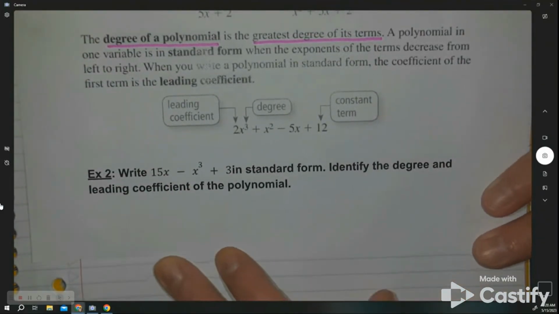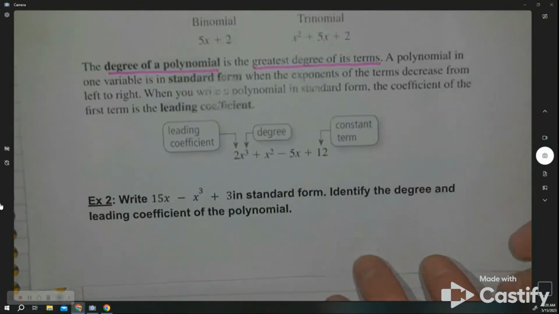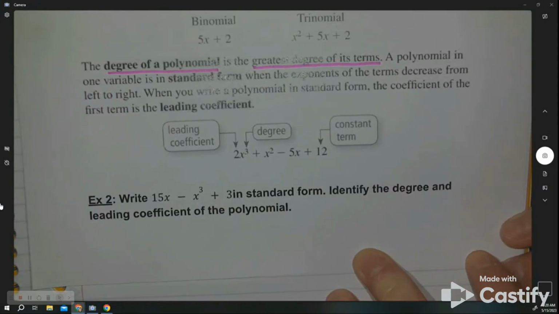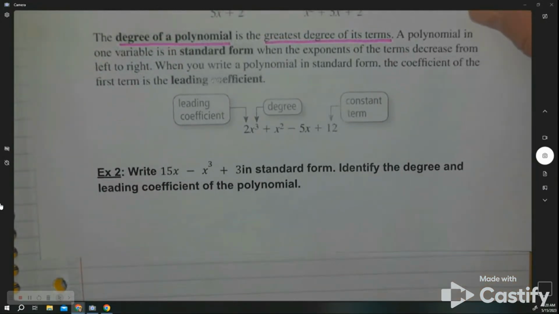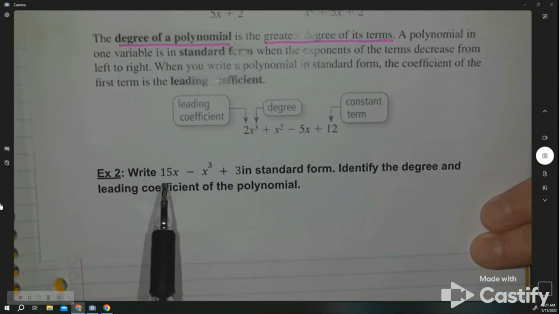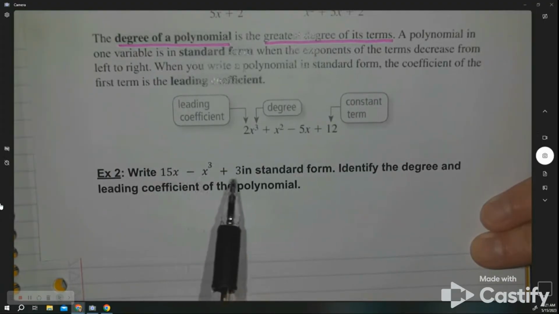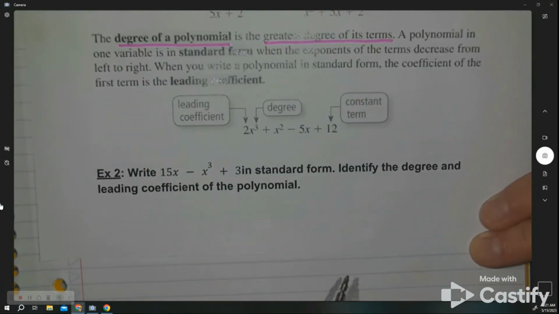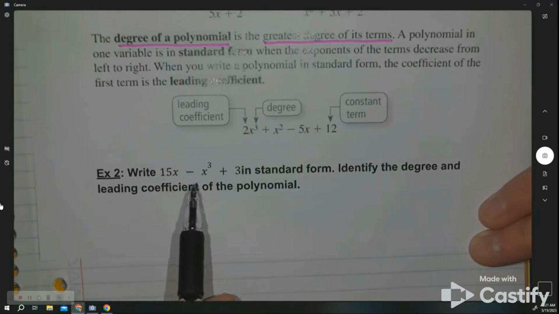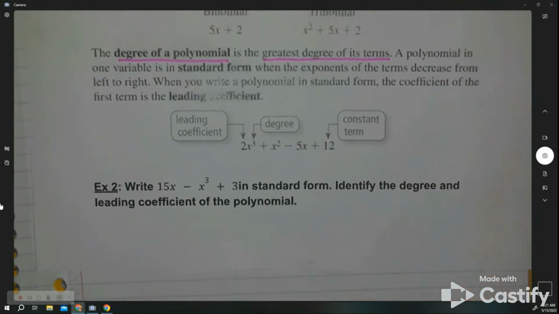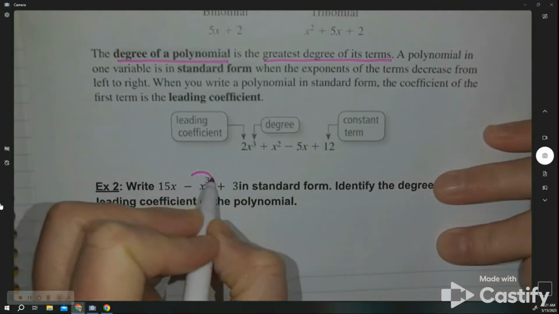So for example 2, it says write 15x minus x to the third plus 3 in standard form, and we're going to identify the degree and the leading coefficient of the polynomial. So the first thing I have to look at is which of these terms has the greatest degree. This one would be a degree of 1, this would be a degree of 3, and this would be a degree of 0. So I want to make sure that I am listing the greatest degree first, but also see what is in front of that term.